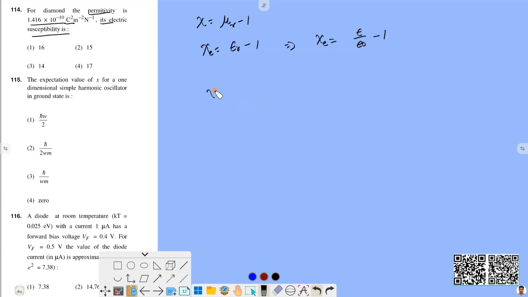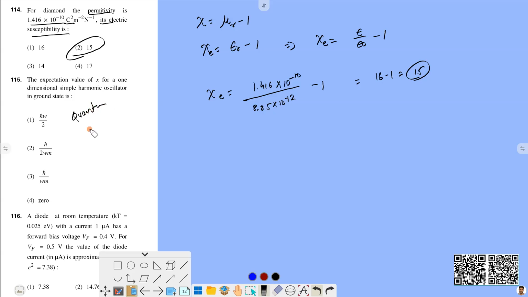And from this, psi of e will be equal to 1.416 times 10 to the power minus 10 divided by 8.85 times 10 to the power minus 12, and minus 1. And this will give us 16 minus 1, that will be approximately 15. That is option 2. Moving to the next one, the expectation value of x in the one dimensional simple harmonic oscillator. So that is basically related to quantum mechanics, and we are going to skip it here.